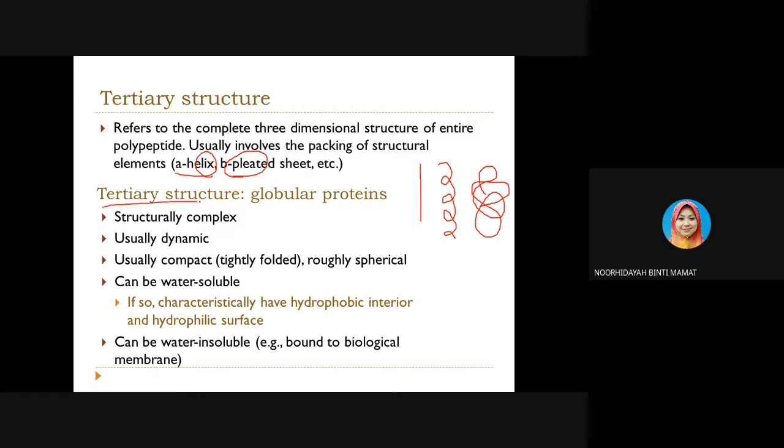Okay, so for example, just now in the secondary structure we had fibrous proteins. In the tertiary structure, we have the globular proteins. These are structurally complex, usually dynamic, because they are tightly folded. They are roughly spherical and can be water soluble, compared to the secondary structure. They characteristically have a hydrophobic interior, which is away from the water, and also a hydrophilic surface on the outside. So it can also be water insoluble, for example, if the protein is bound to a biological membrane, right?